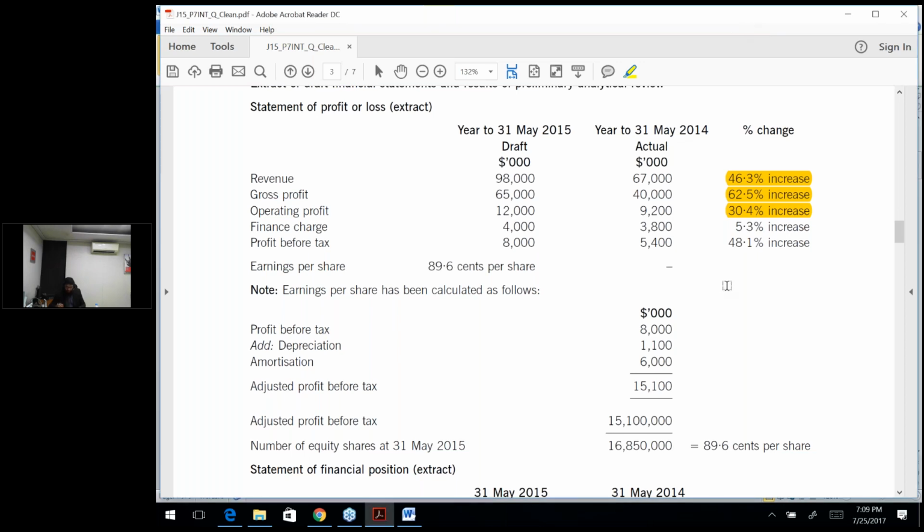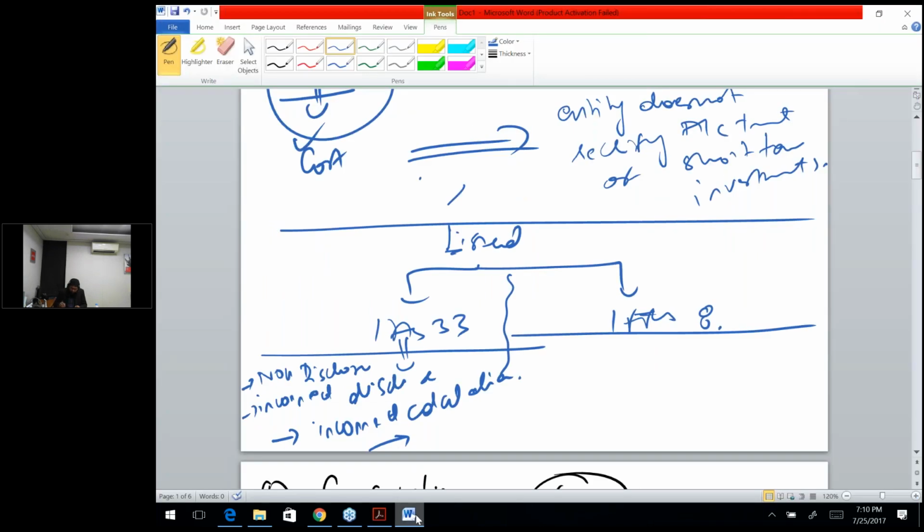Now, one of them. Let's just try to figure out what this indicates. You see, there is a 46.3% increase in revenue, a 62.5% increase in the gross profit, and a 30.4% increase in the operating profit. Now, what does this indicate? Let's just try to figure it out.